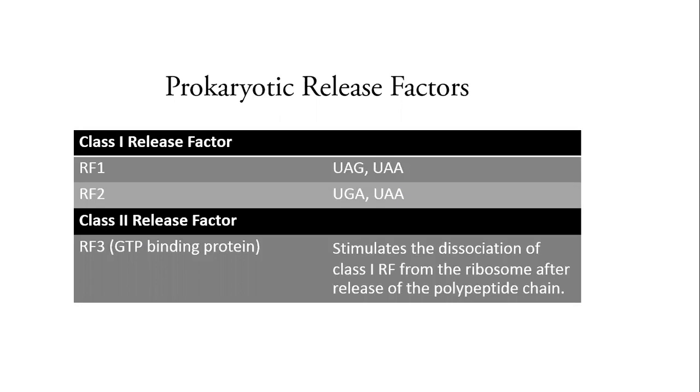So basically, translation termination consists of three steps. First, RF1 and RF2 must encounter the stop codon. Second, the polypeptide chain must be released from the ribosome. And third is the dissociation of ribosome subunits from the mRNA.